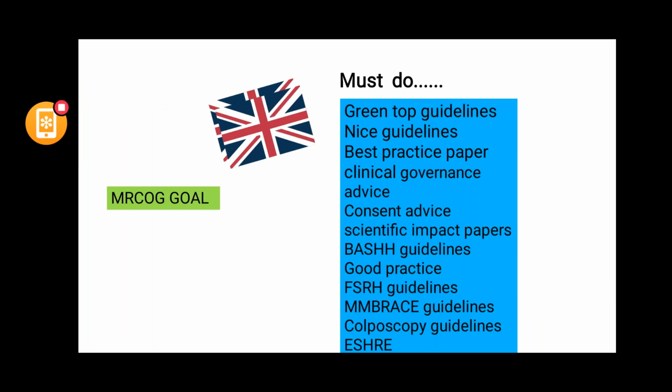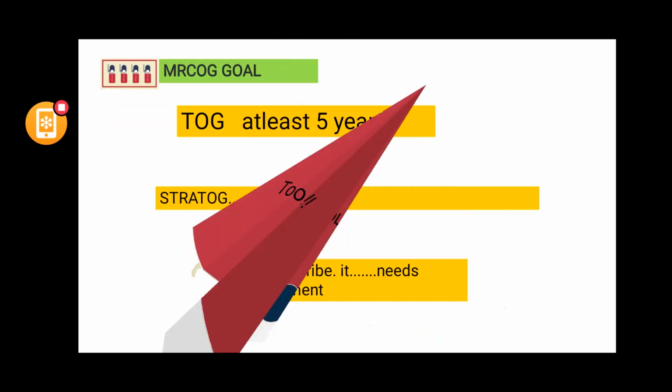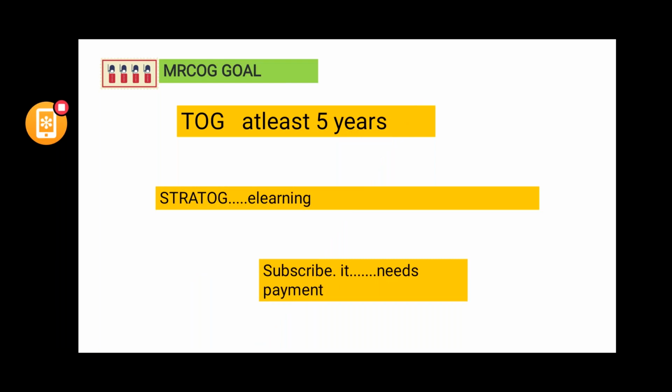So this is the basic syllabus that you should be doing for your part 2: the Green-top guidelines, the NICE guidelines, the best practice papers. Then you should know the consent advice, the scientific impact papers, BASHH guidelines, the good practice papers, ESHRE guidelines, the MBRRACE guidelines, which come up every year and tell you about the maternal mortality rate, and the FSRH guidelines. Well, you think this is enough? You still have TOGs left, and TOGs have a very high volume.